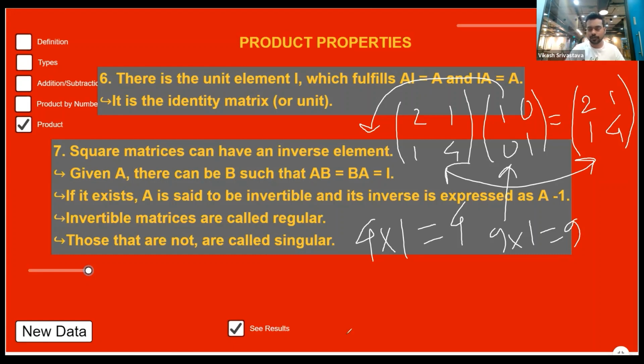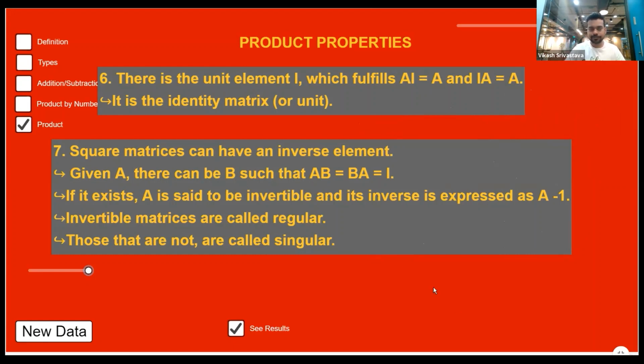So the last property, of course, these are not an exhaustive set of properties, but I thought you guys should be able to at least remember these properties, which are pretty important.